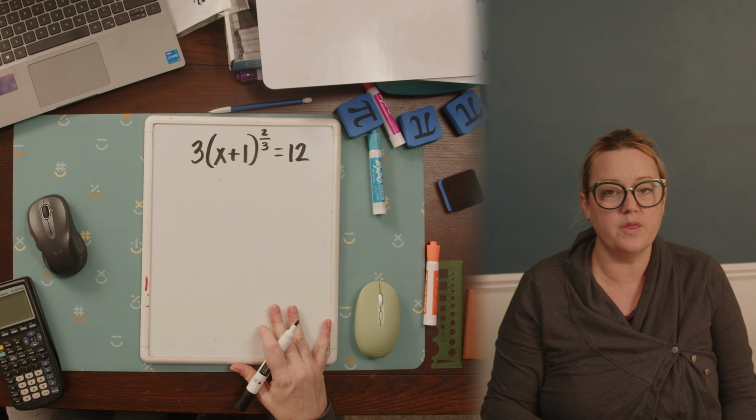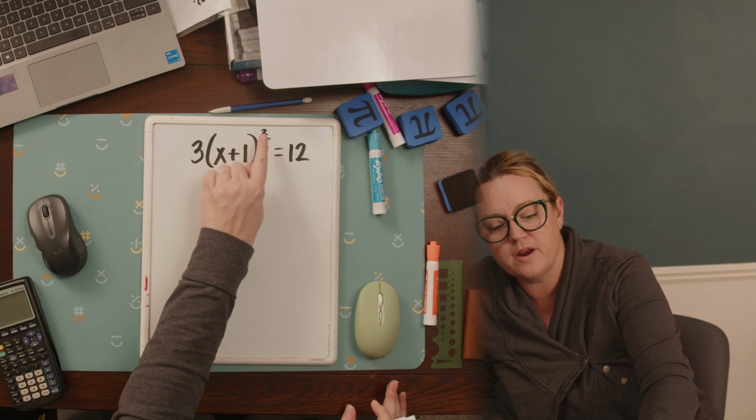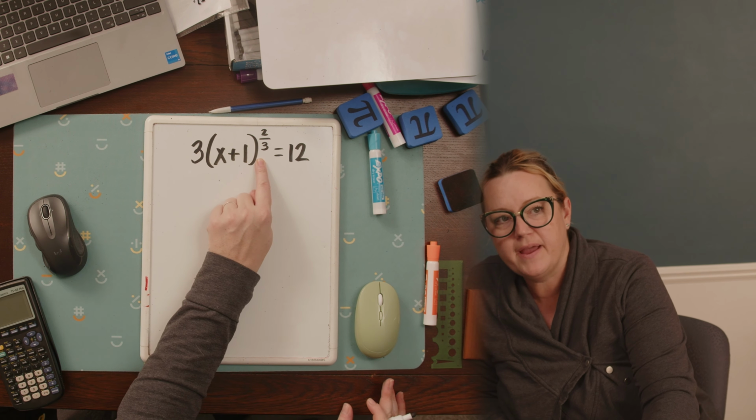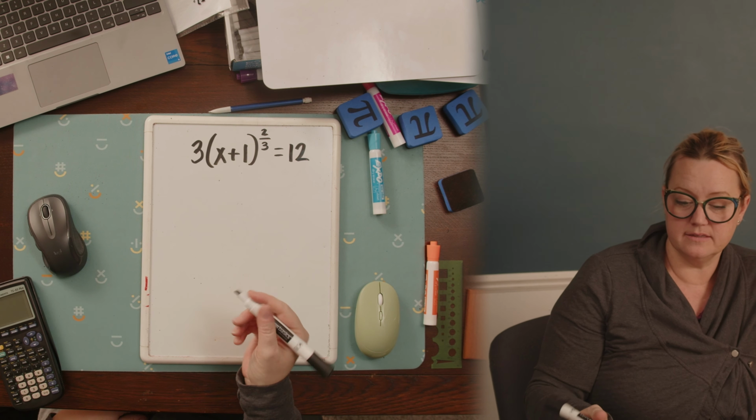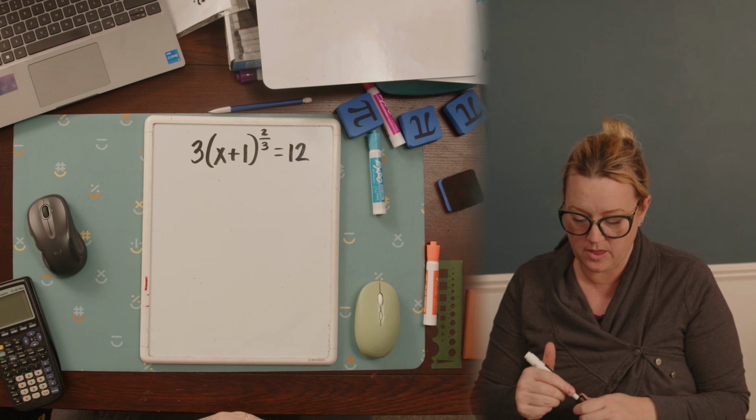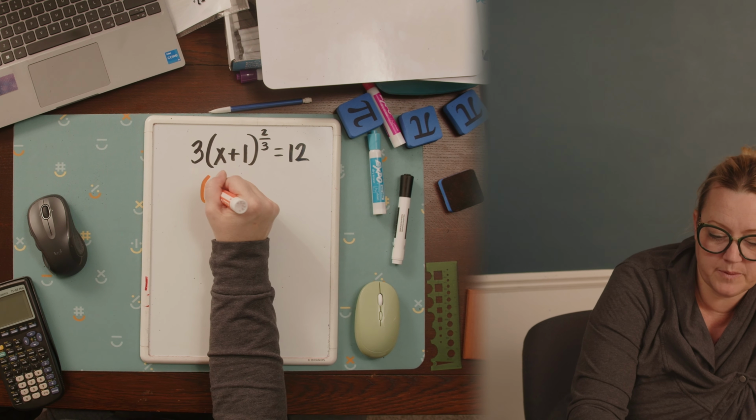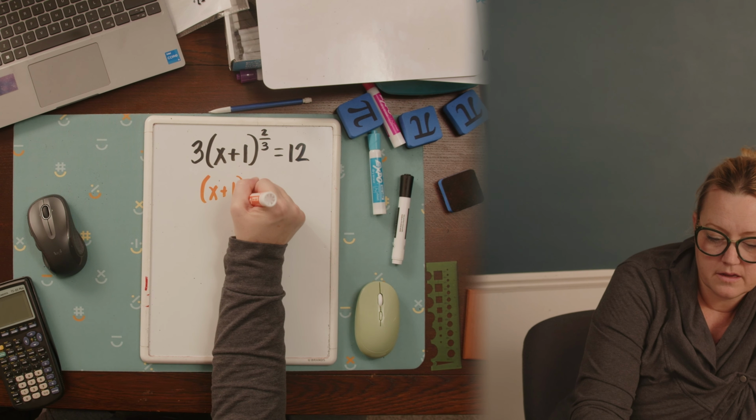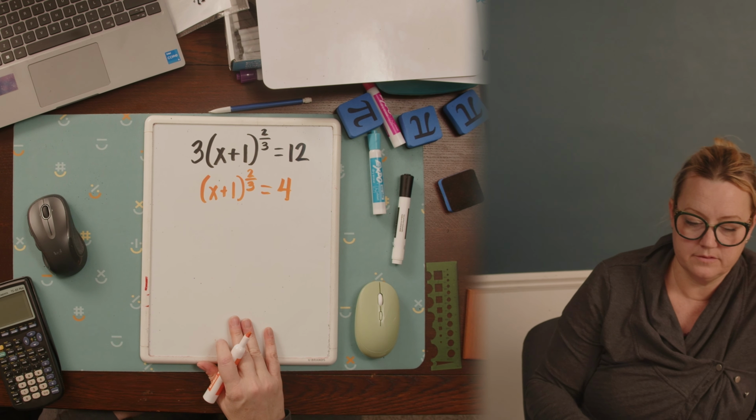Now, just like we did with the radical equations, we want to get that (x plus 1) by itself, because this is technically like a radical symbol. So we're going to divide both sides by 3. Okay, so we still have (x plus 1) to the 2/3 equals 4, right?